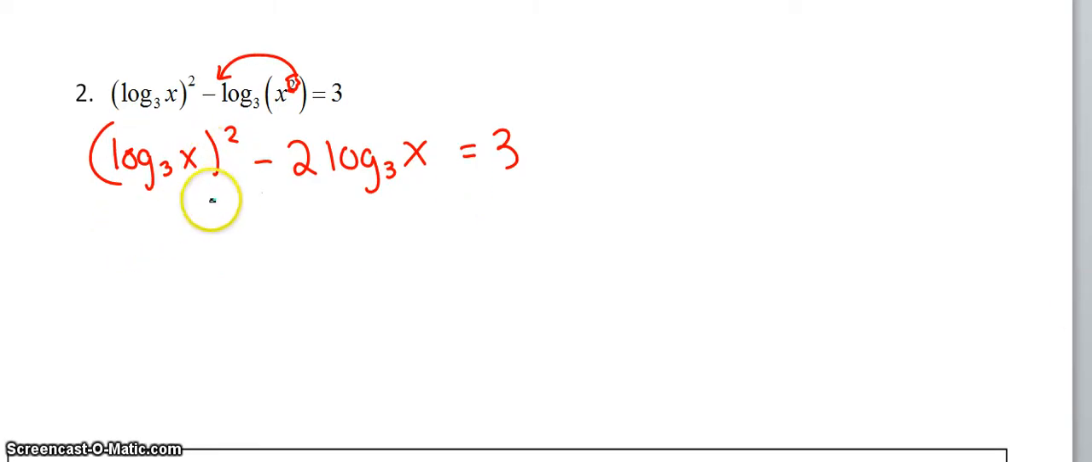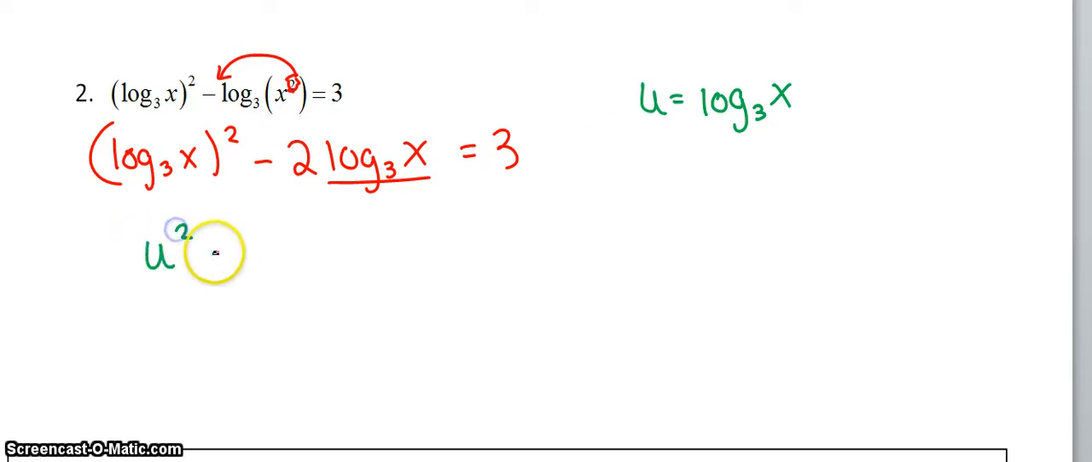So this kind of almost looks like a creative quadratic. Like I have something squared, like this gets like x squared, and then I have that term alone, so this is like 2x. So I'm going to want to actually use a u substitution method here. And I'm going to call u log base 3 of x. So if I call u log base 3 of x, then I have u squared minus 2u equals 3.